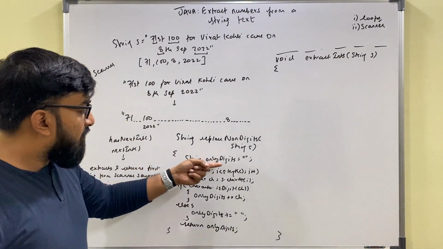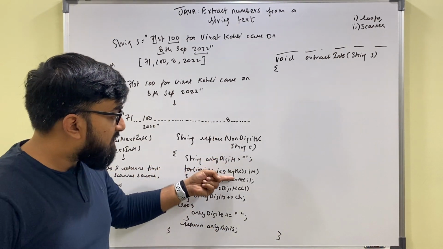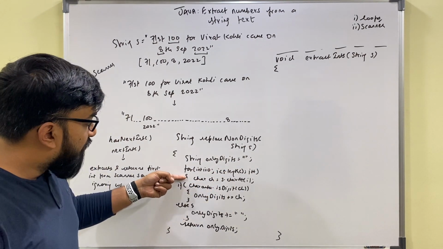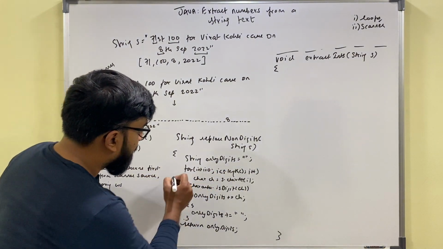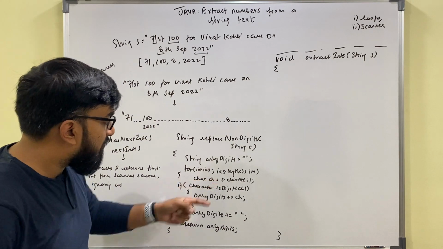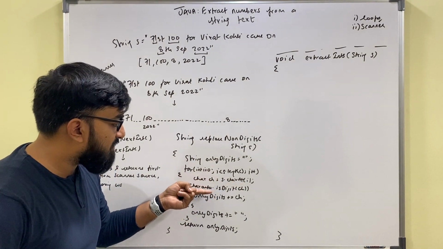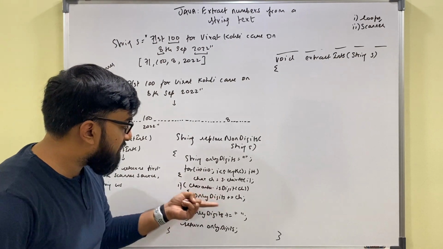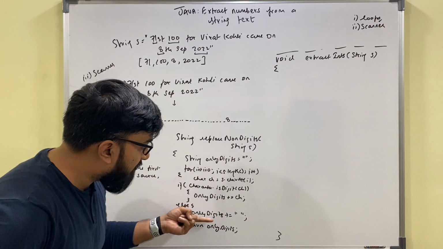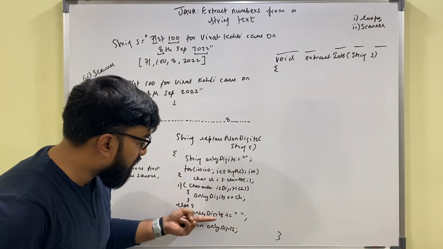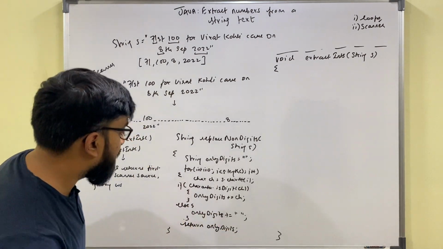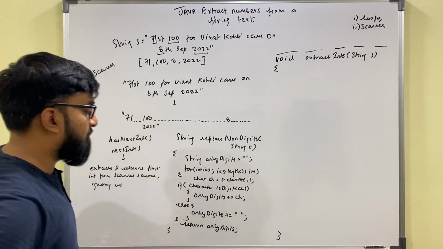Alright, so this is string only digits to blank. For int i equal to 0, i less than s.length, i plus plus, the for loop starts here. Char ch is s.charAt(i). You get the character at the ith index in s into ch. If ch is a digit, you add it to only digits. If ch is not a digit, the else part adds a blank space instead of ch to only digits, and finally returns only digits, and the loop closes before you return.